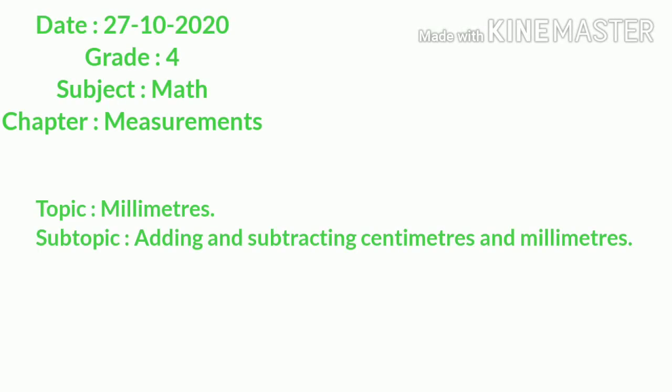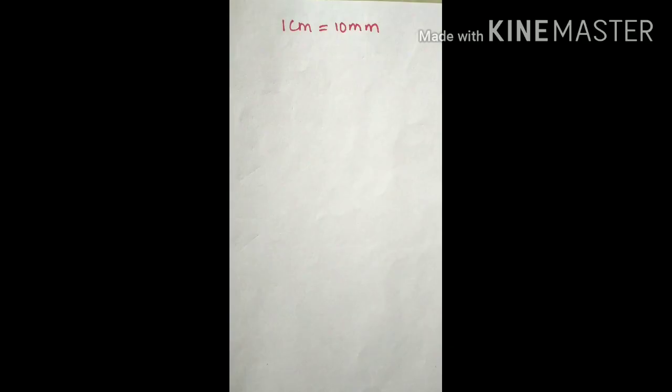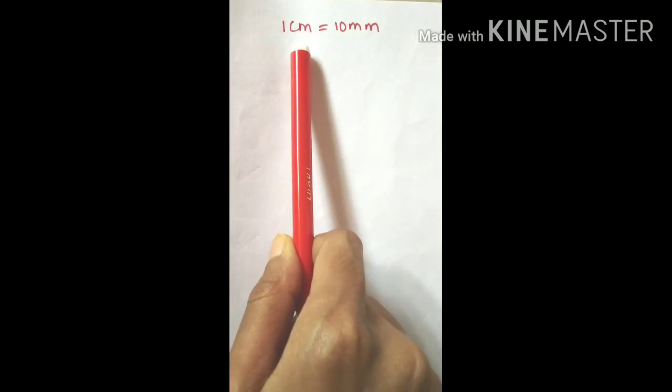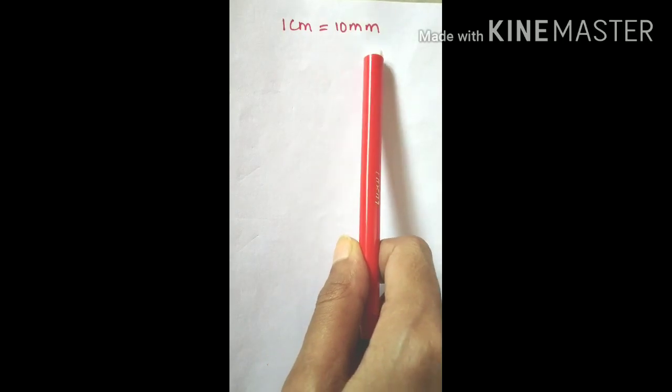Hello students, today you will learn about adding and subtracting centimeters and millimeters. Now before we start, you have to first keep in mind that 1 centimeter is equal to 10 millimeters.